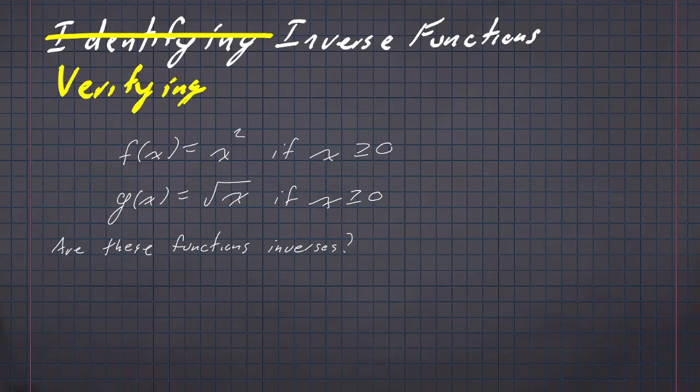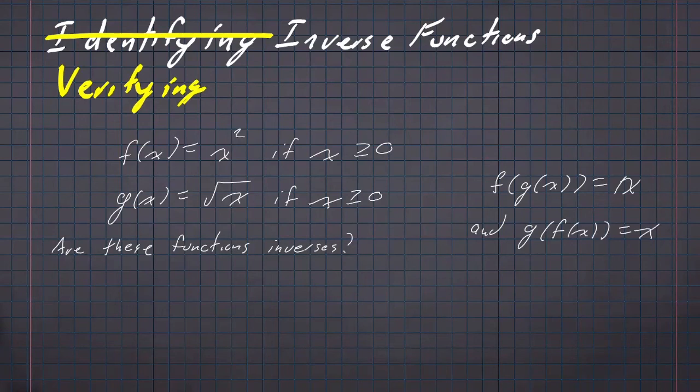Right? So if we're asked the question, are these functions inverses? Two functions are inverses if f of g of x is equal to x and g of f of x is equal to x. So to determine if these two functions are inverses of each other, we evaluate those two function compositions.